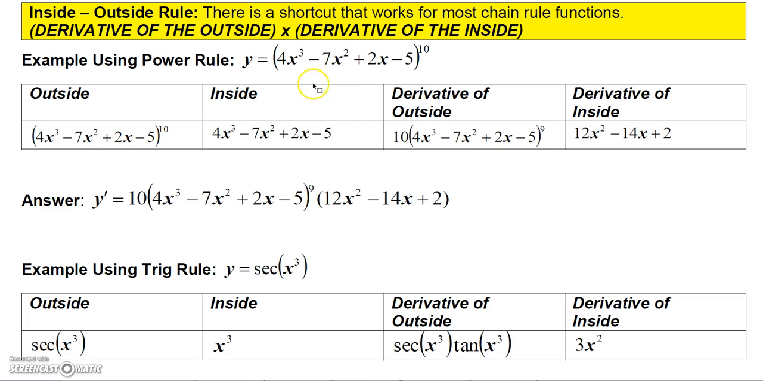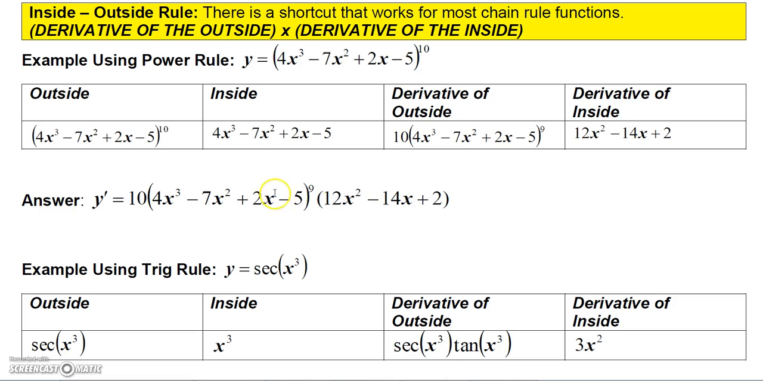One way to think of these derivatives involving the power rule is just that this is the inside and the power is the outside. So you take the derivative of the outside, so you apply the power rule, 10 times this function to the 9th, and that's the derivative of the outside. And then you multiply by the derivative of the inside, which would be the derivative of this. And the derivative of this is 12x squared minus 14x plus 2.